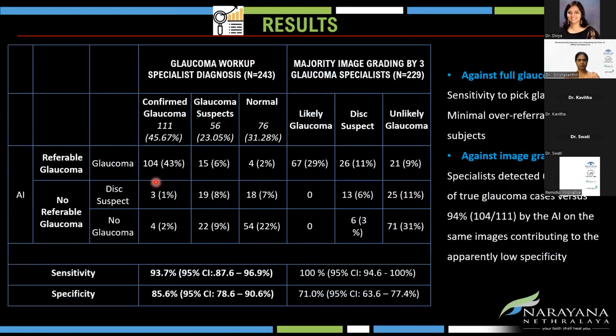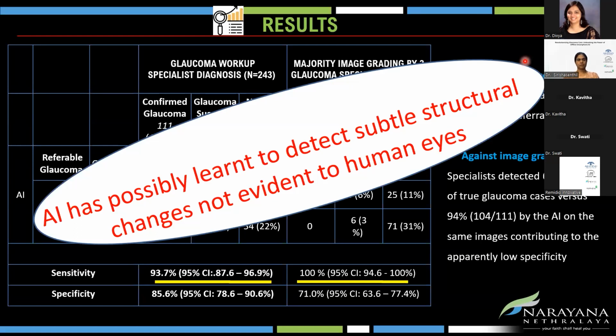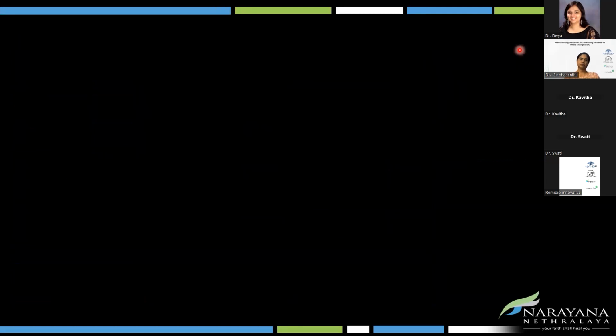So these are our results. The sensitivity to pick up glaucoma was good. It was 93.7%. And there was very minimal over-referral of normal subjects. What is interesting to note is that against just an image grading, when the same images were given to a specialist and to the AI, specialists detected 60% while the AI detected 94% of true glaucomas. So possibly the AI has learned to detect subtle structural changes, which are not evident to the human eyes. I'll be briefly discussing a couple of examples on how the AI performed.